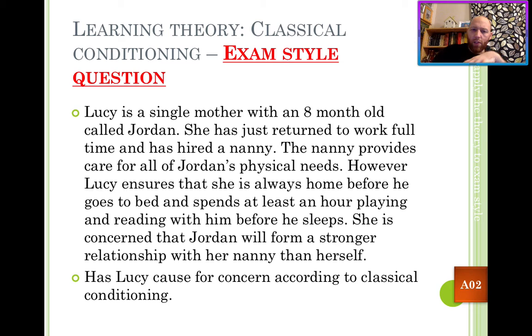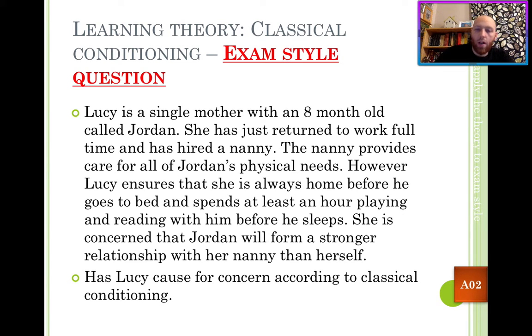So let's have a look at a question. Lucy is a single mother with an 8-month-old called Jordan. She has just returned to work full-time and has hired a nanny. The nanny provides care for all of Jordan's physical needs. However, Lucy ensures that she is always home before he goes to bed and spends the last hour playing and reading with him before he sleeps. She is concerned that Jordan will form a stronger relationship with her nanny than herself. Has Lucy cause for concern according to classical conditioning?